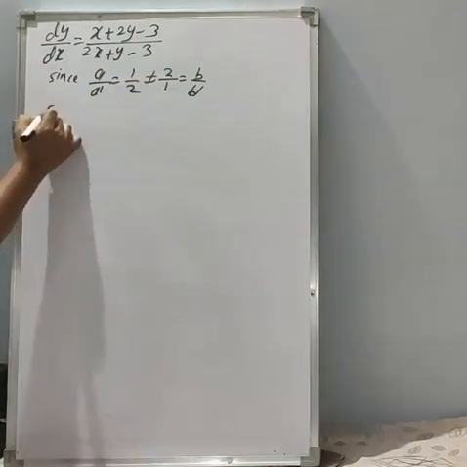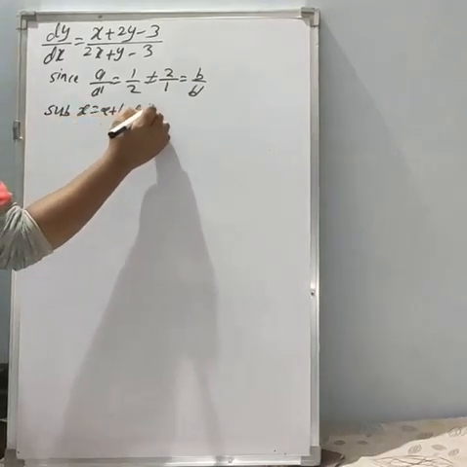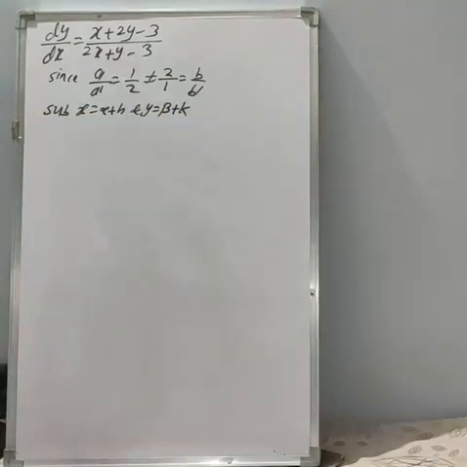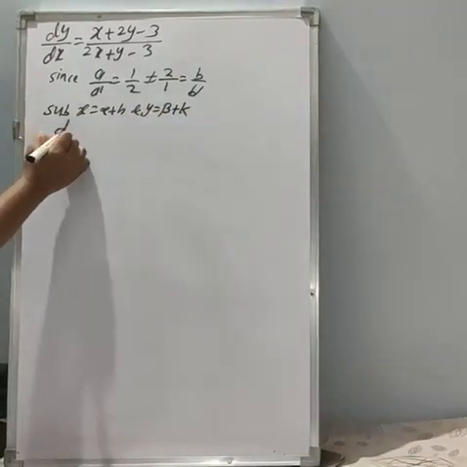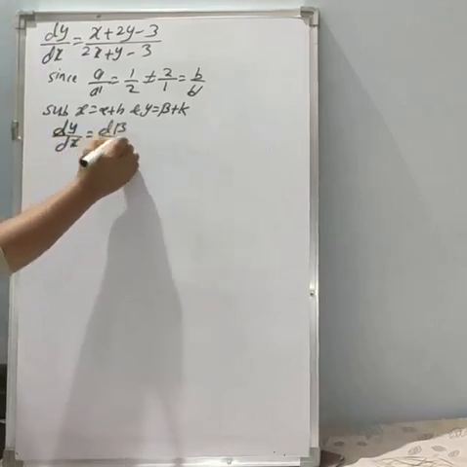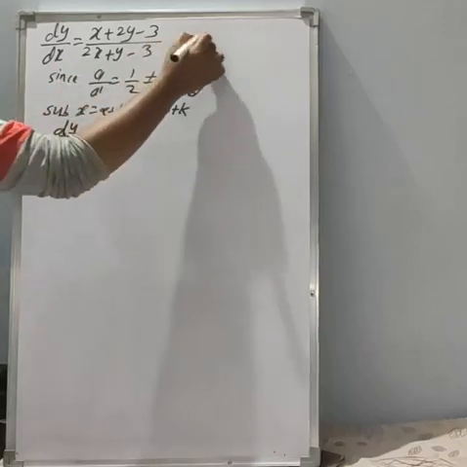So substitute x is equal to alpha plus h and y is equal to beta plus k, and dy by dx is equal to d beta divided by d alpha. These three values we have to substitute in the equation. Call this equation 1.